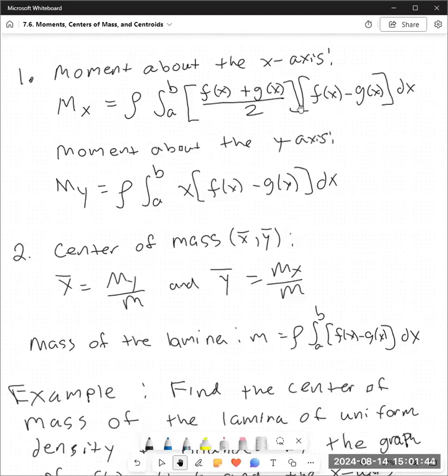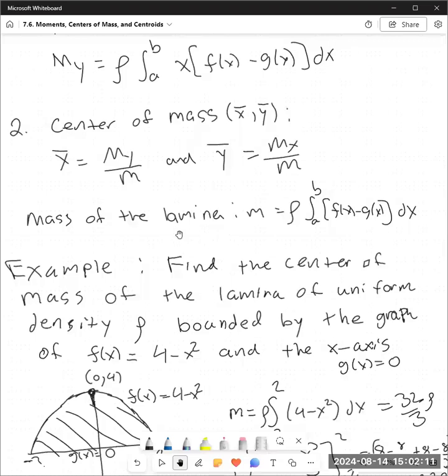Moment about the y-axis, M sub y, is going to be rho times the integral from a to b of x times f of x minus g of x dx. And our center of mass, x bar, y bar: x bar is equal to M sub y over M, and y bar will be M sub x over M.